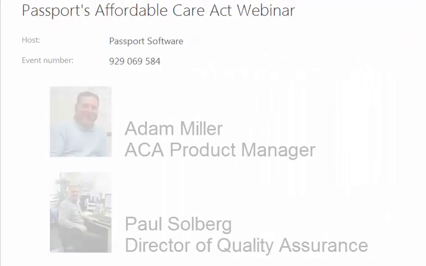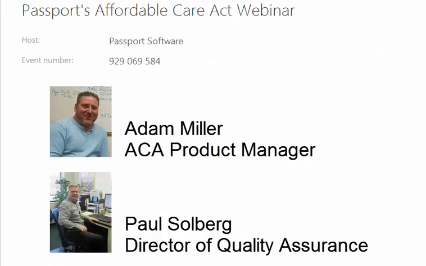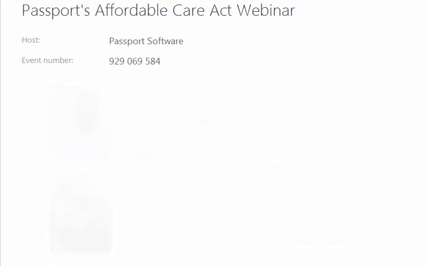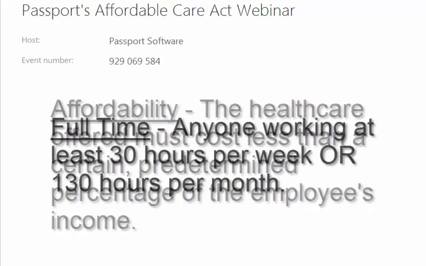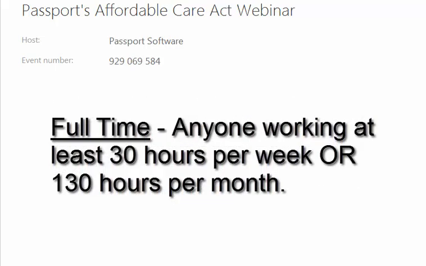We want to talk to you about the Affordable Care Act and how the PBS ACA management software can give you the reporting and management tools you need. So, Paul, let's start with some ACA terminology. All right. Now, when we talk about affordability, all we're really saying is that the employee's share of self-only coverage is less than a certain percentage of their income. So for 2015, that's 9.5%. Full-time is anyone working at least 30 hours a week or 130 hours a month.